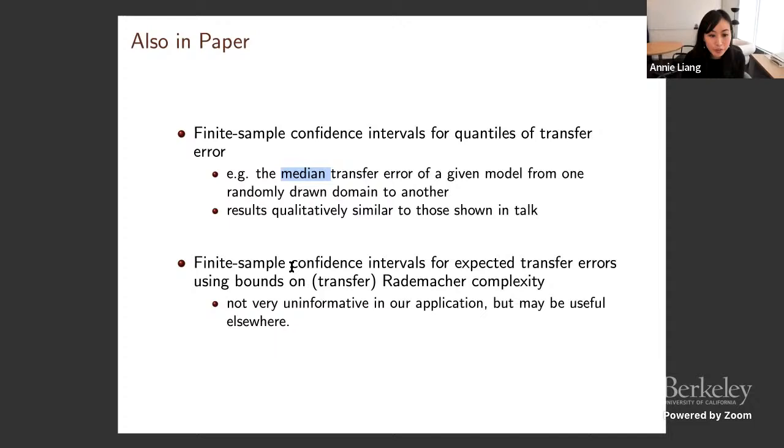And here our confidence intervals use bounds on what we call transfer Rademacher complexity. Essentially, leveraging this analogy between the usual statistical learning framework and our transfer learning framework, we can adapt existing results for our setting. So here we provide an analogous definition of Rademacher complexity for this transfer prediction problem. Using that, we can develop these bounds. It turns out that the bounds that we get aren't very informative in our application.